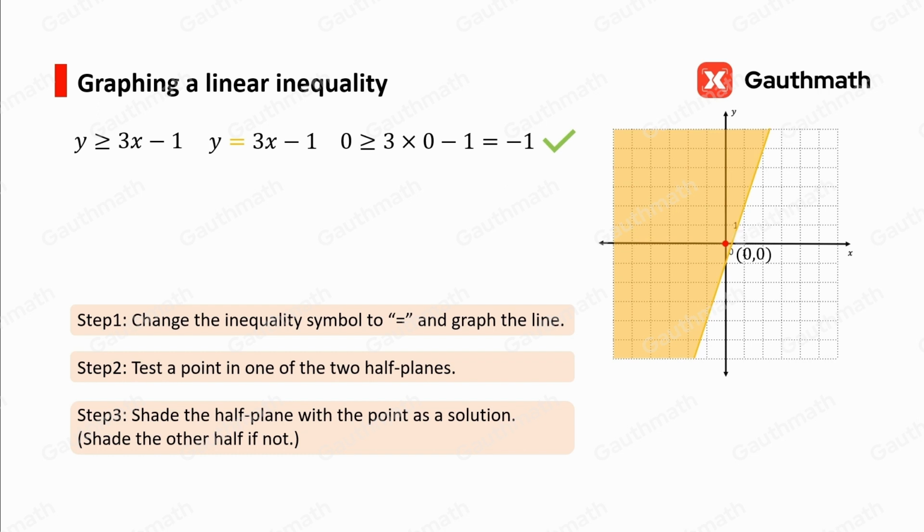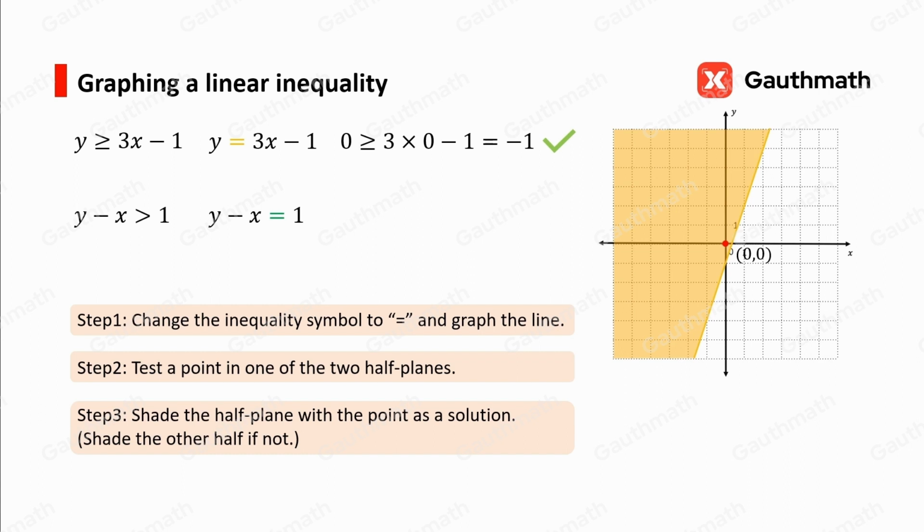Okay, so let's look at another example, and we're going to graph on the same coordinate plane. y minus x is greater than 1. So step 1, same thing. We're going to change the greater than symbol to an equal sign. So y minus x equals 1. This linear equation is in standard form.